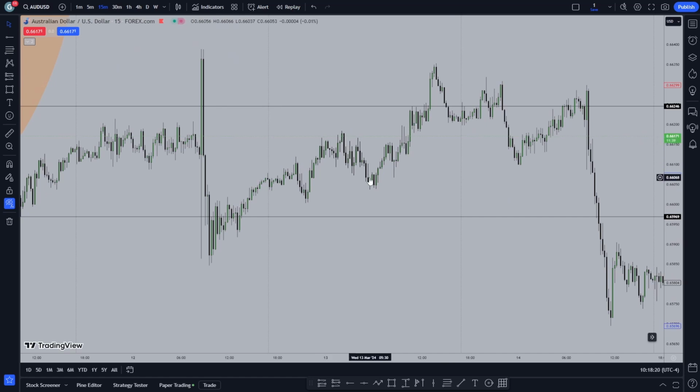Now you will be thinking that the daily bias is bearish, so it will go down and I should only look for sells. This is what will happen with you.